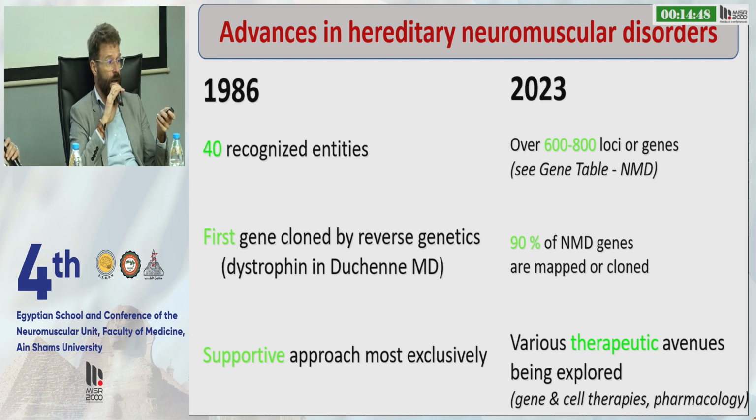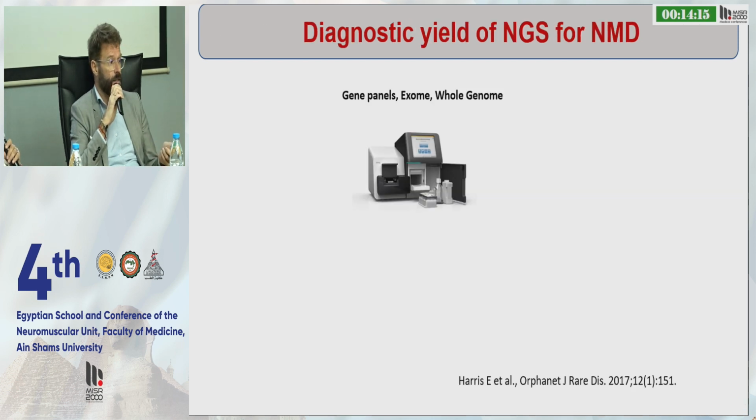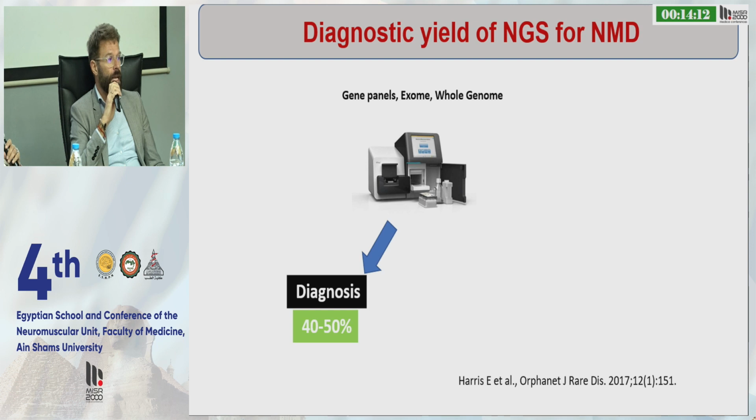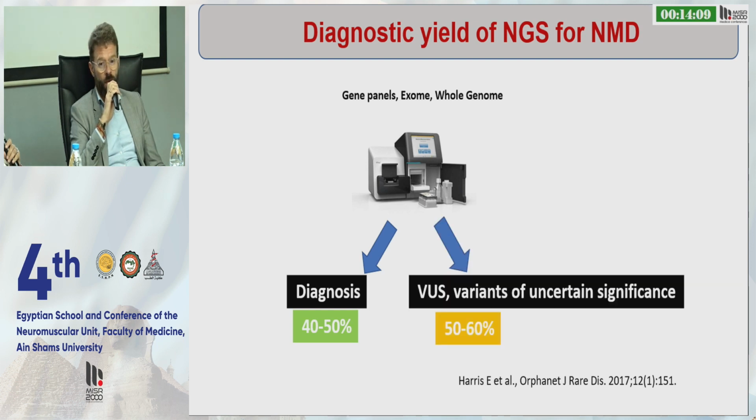From the first recognized entity that was Duchenne muscular dystrophy, now we have around I would say 600, 800 loci or genes associated with neuromuscular disorders, so a lot to go through. Still, the most common phenotypes are easily recognizable, and then there are rarities that we need to study in order to get to diagnosis. What is interesting in the neuromuscular field is that now we have many therapeutic avenues, clinical trials, so it's a very fulfilling field, where now we can treat our patients, at least some of them.